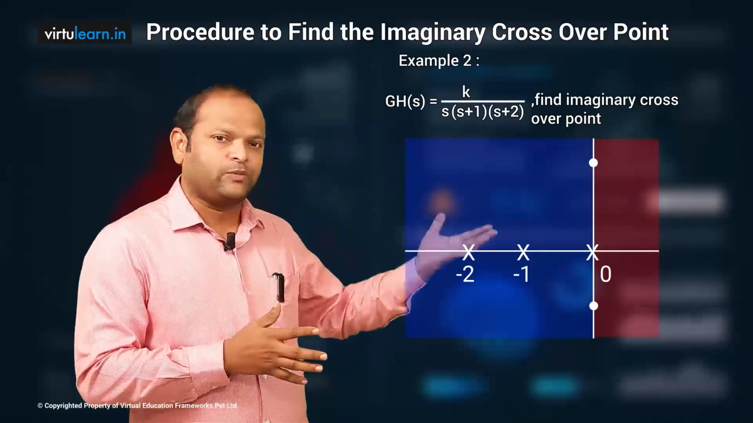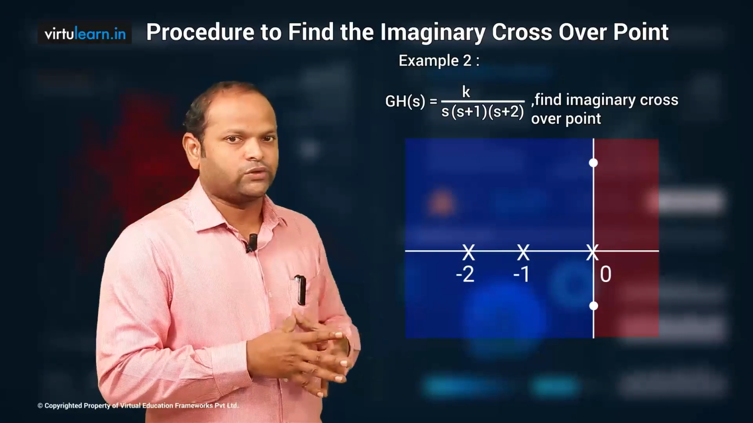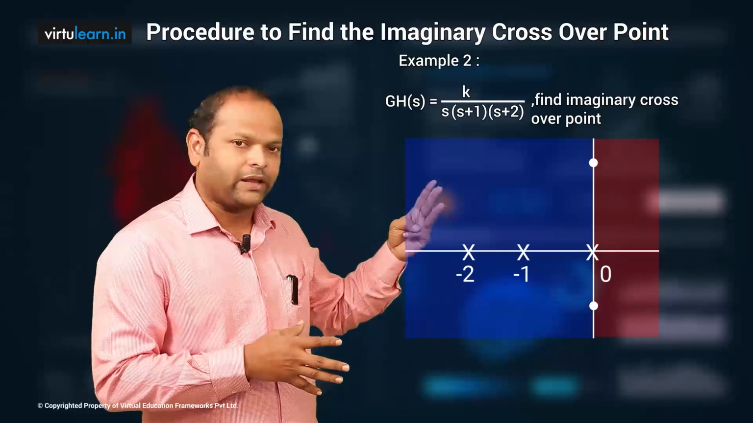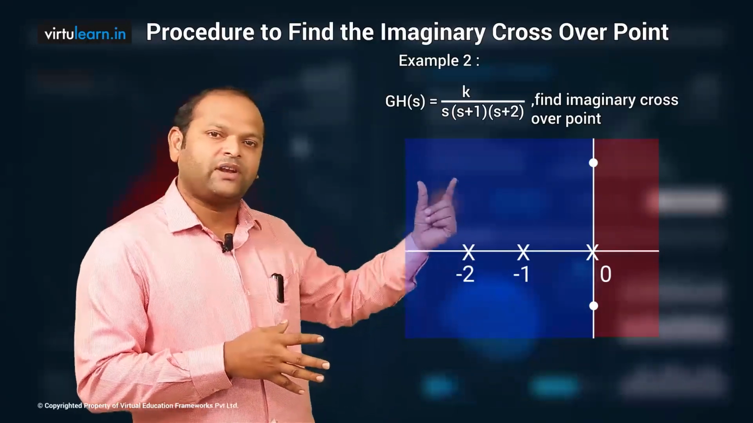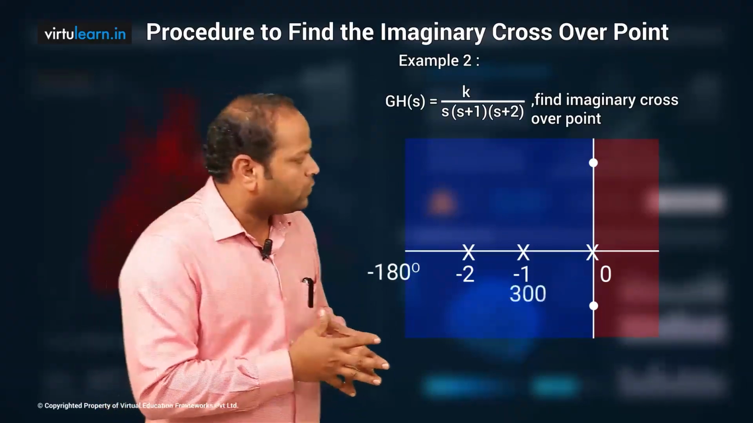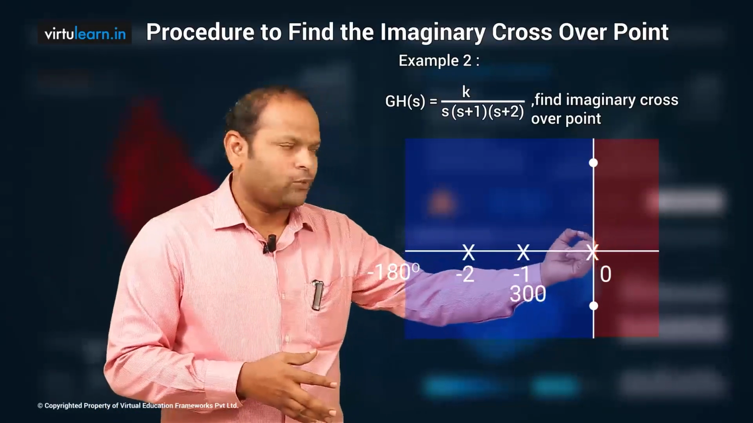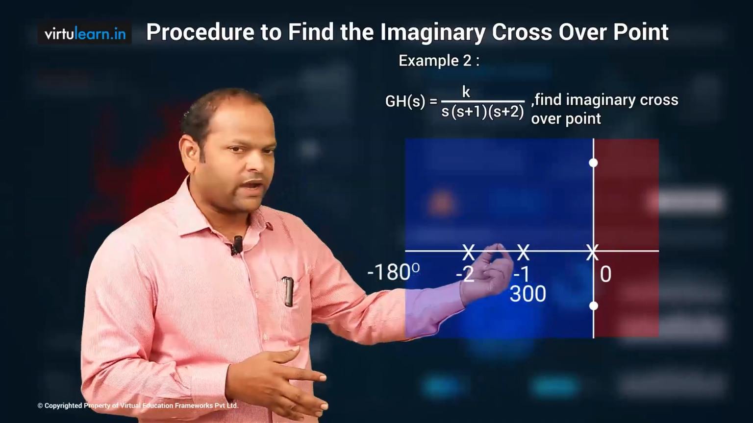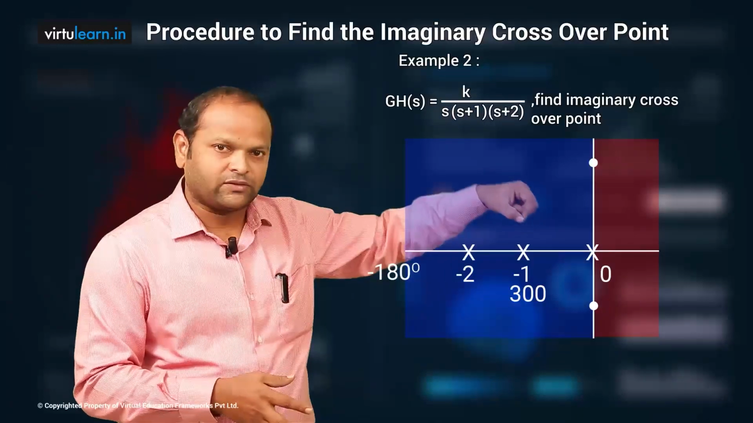Second, look at the asymptotes. We have 3 poles and no zeros, therefore the number of asymptotes is 3. When you have 3 asymptotes, you know the angles are 60, 180, 300. Let us look at the poles: s = 0, s = -1, s = -2. Then you can find the centroid.